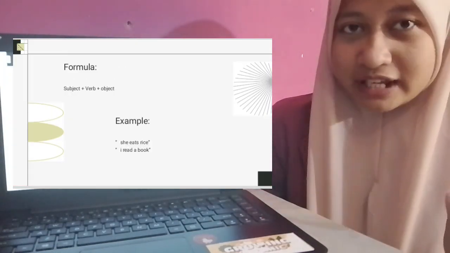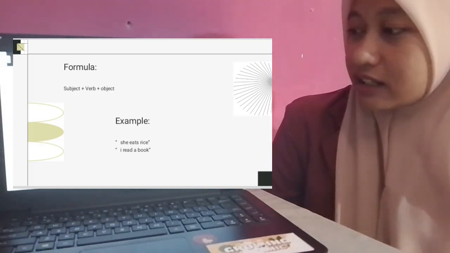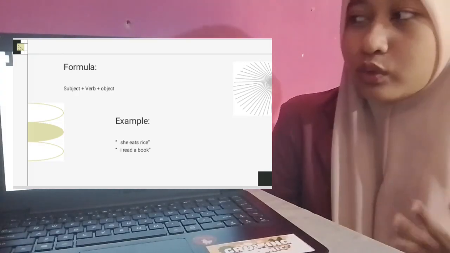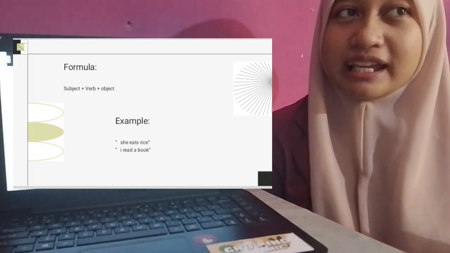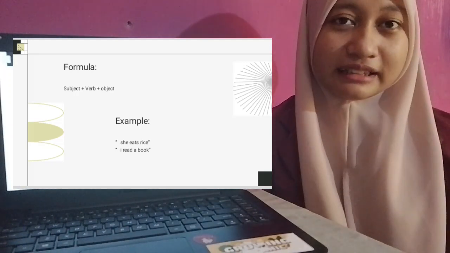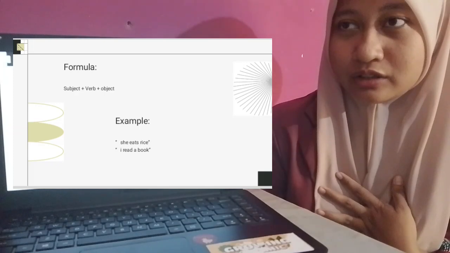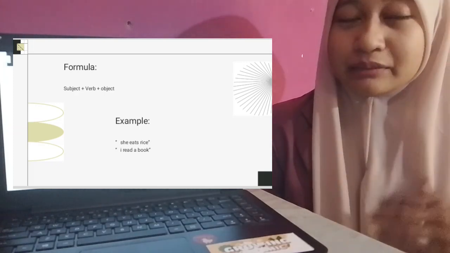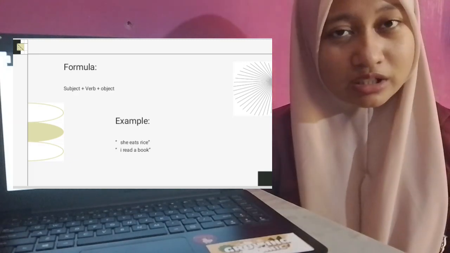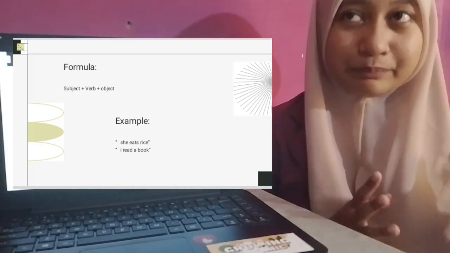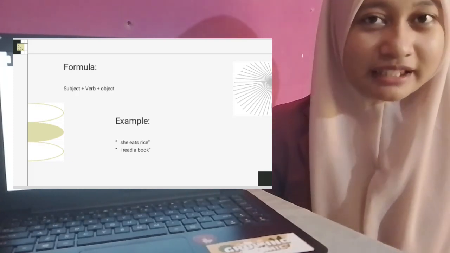Okay, let's see. The formula is subject plus verb plus object. For example, she eats rice. I read a book. Why is it called a transitive verb? Because if we just say she eats, we don't know what she eats. If I just said I read, we will not know what I read. It can be a magazine, it can be a newspaper, it can be a book. So it needs a specific object. So, I read a book. It is a transitive verb.